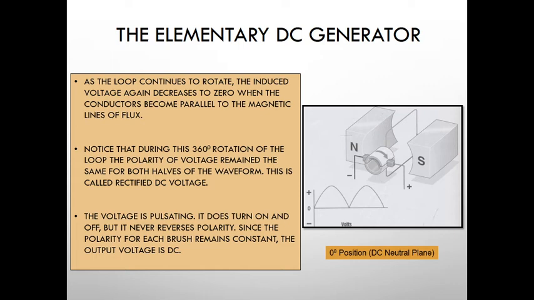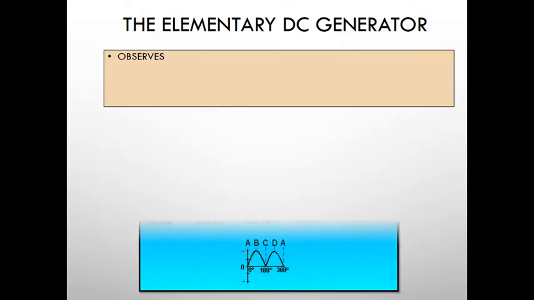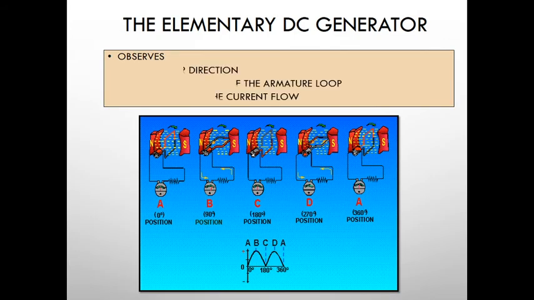Since the polarity for each brush remains constant, the output voltage is DC. So DC, purely pulsating na siya. So makita na po nato ang diagram dire. Position A, okay, at 0 degrees, walay na-create na voltage. Position 90 at B, na-maximum, positive maximum. C 0, then D maximum na pod, same gihapon direction, positive maximum, and then balik na pod ta sa position A, 0 na pod.